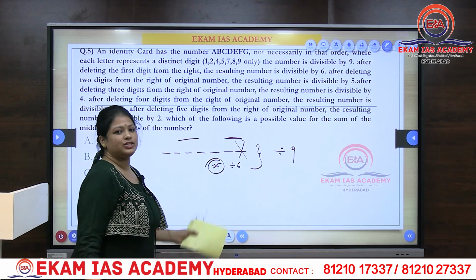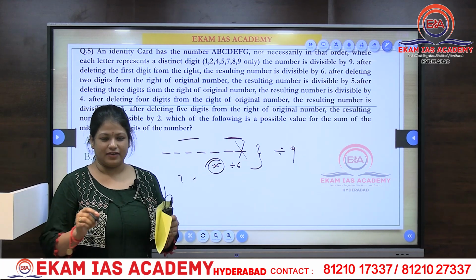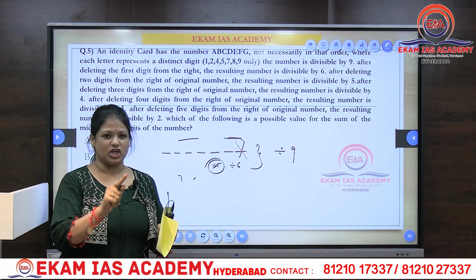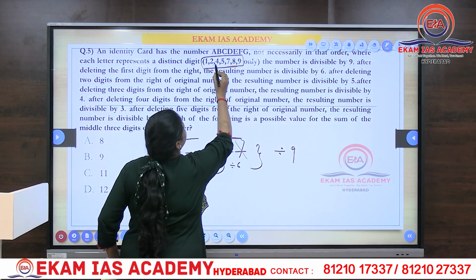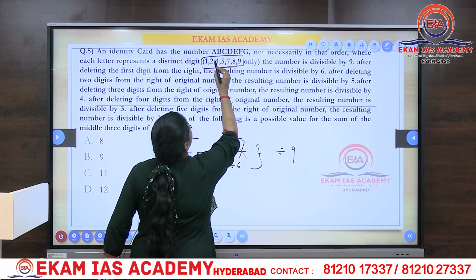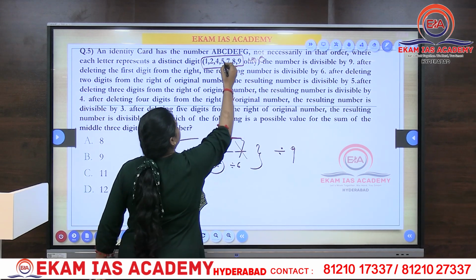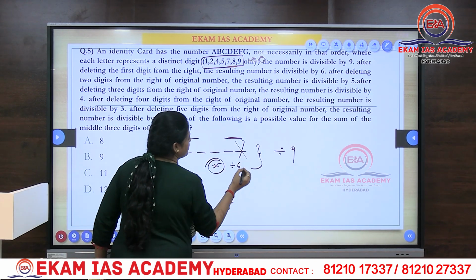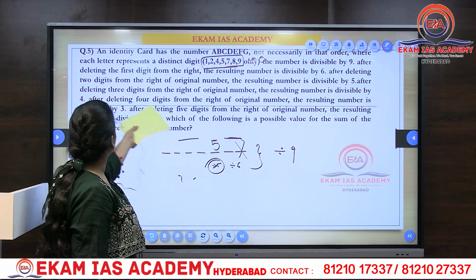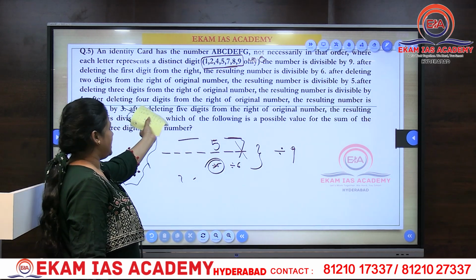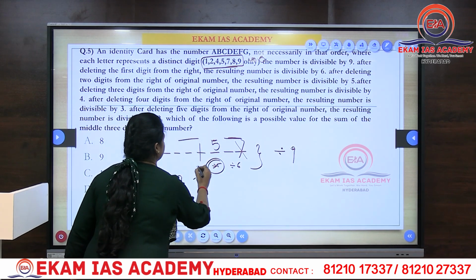So now I'll pause here for a bit. If a number is divisible by 5, the last digit of the number must be 0 or 5. The total digits given to us are 1, 2, 4, 5, 7, 8, 9. There is no 0 here. Hence, this digit must be 5. Okay. Moving on. After deleting 3 digits from the right, the resulting number is divisible by 4.